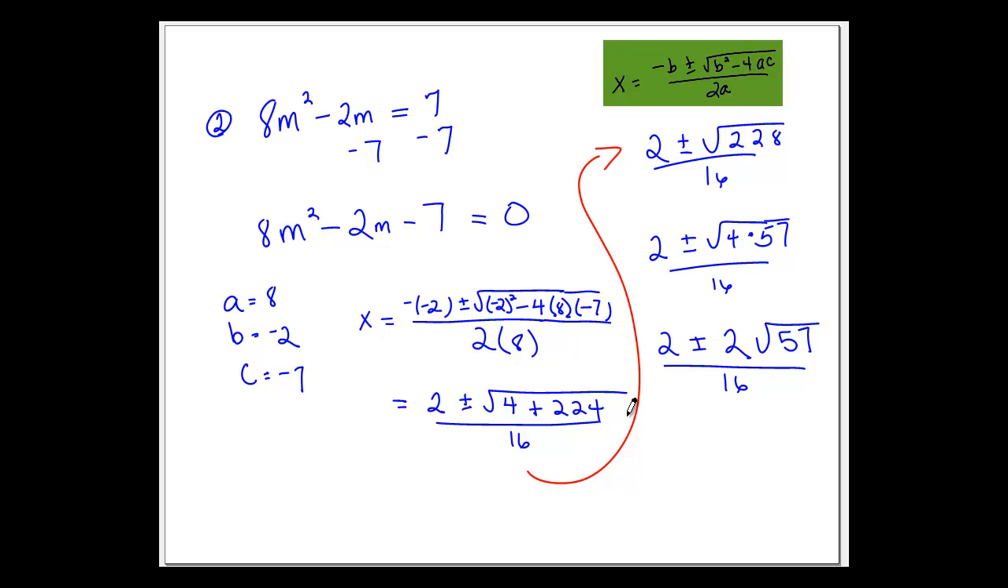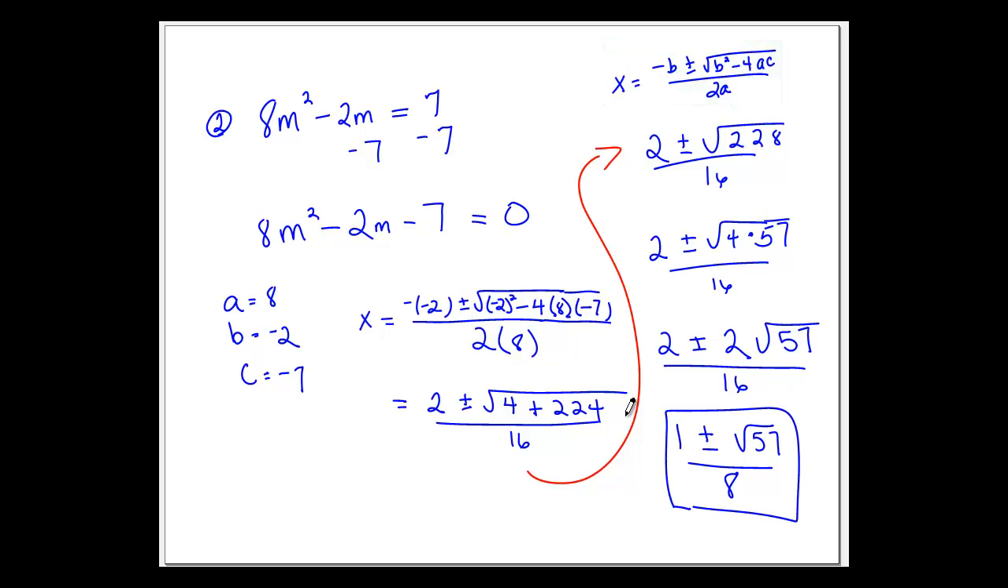We can't add or subtract because of the square root, but you can look at the numbers on the outside. They all reduce by 2, so reducing each one by 2 would give me 1 plus or minus 1 times square root of 57, you don't have to show that one, over 2 goes into 16, reduces to 8. So my two solutions are 1 plus square root of 57 over 8 and 1 minus square root of 57 over 8.